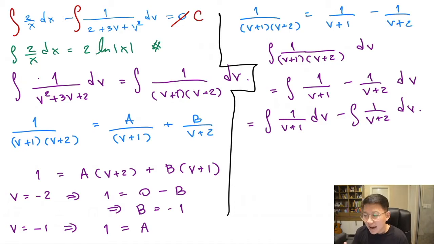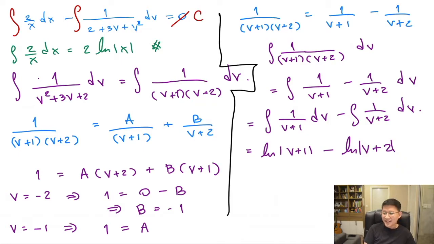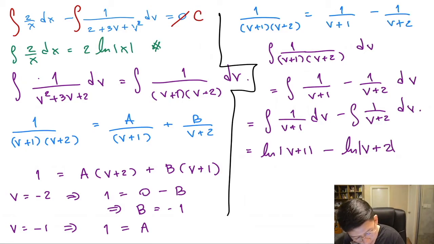And that is log of v plus 1 minus log of v plus 2. Is it hard? Okay. So we substitute this and this into this.